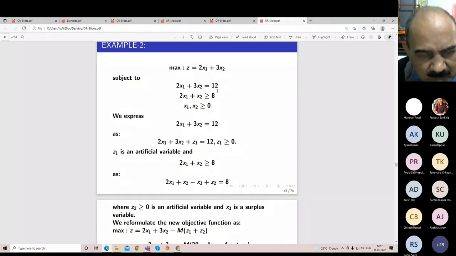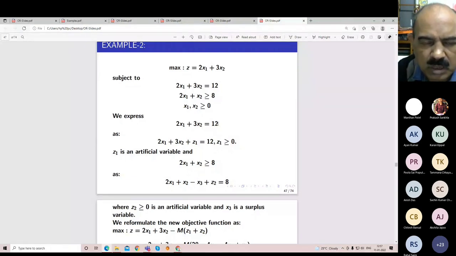In the first constraint, one artificial variable. In the second constraint, one surplus variable and one artificial variable. So we can express it in this manner: 2x1 plus 3x2 equal to 12. Now you may ask me, the first constraint is already an equation, so why do you again want to make it an equation? We are going to use a basic variable. We are introducing a basic variable for each constraint, whether it is an equation or an inequation, hardly matters.